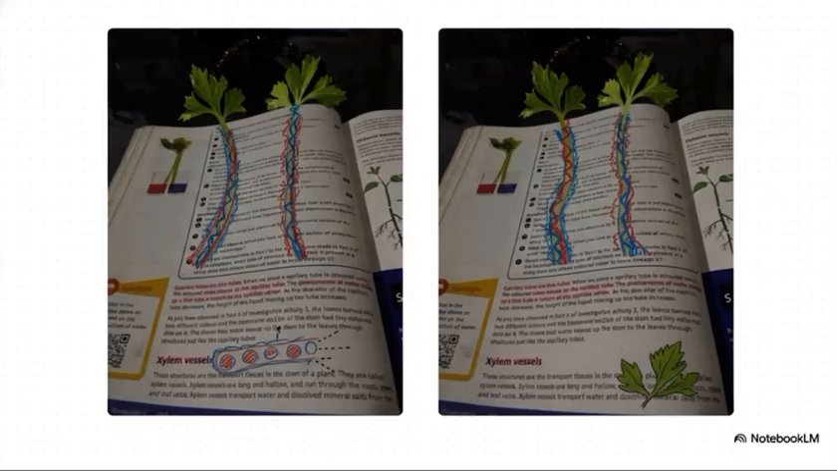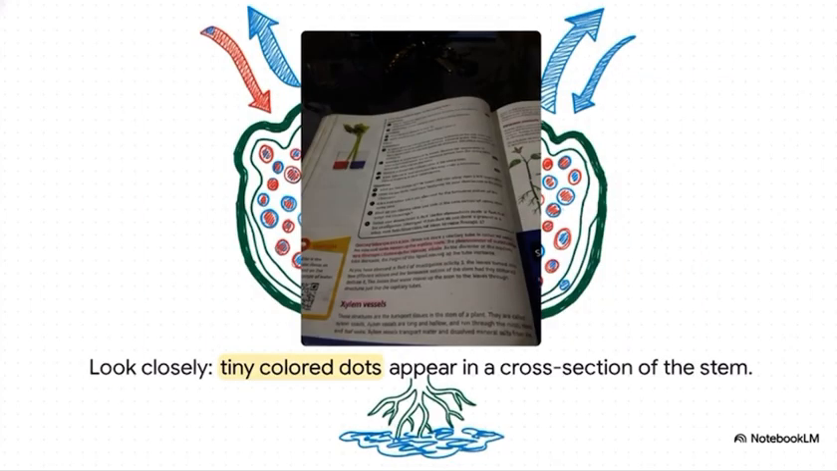This classic celery experiment is the perfect way to see what's going on. You just put a celery stalk in some colored water, wait a few hours, and you can see the results. The color gets pulled up from the beaker and into the leaves, which proves that something inside that stem is actively moving water upwards.